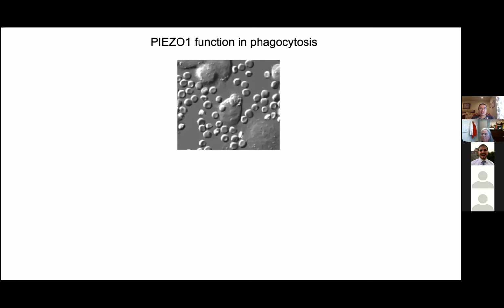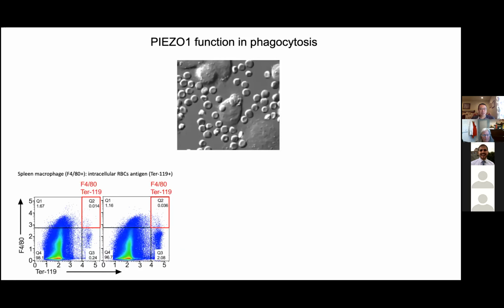So here I hypothesize that PIEZO1 as a mechanosensor is important in this process. First, we measured the phagocytosis in the spleen. We looked at the macrophages from the spleen, and by a co-labeling approach, we determined that in the gain of function animal, there is a significantly higher level of internalized red blood cells in the spleen macrophages, suggesting that in vivo, the macrophages with the gain of function PIEZO1 phagocytose more red blood cells.